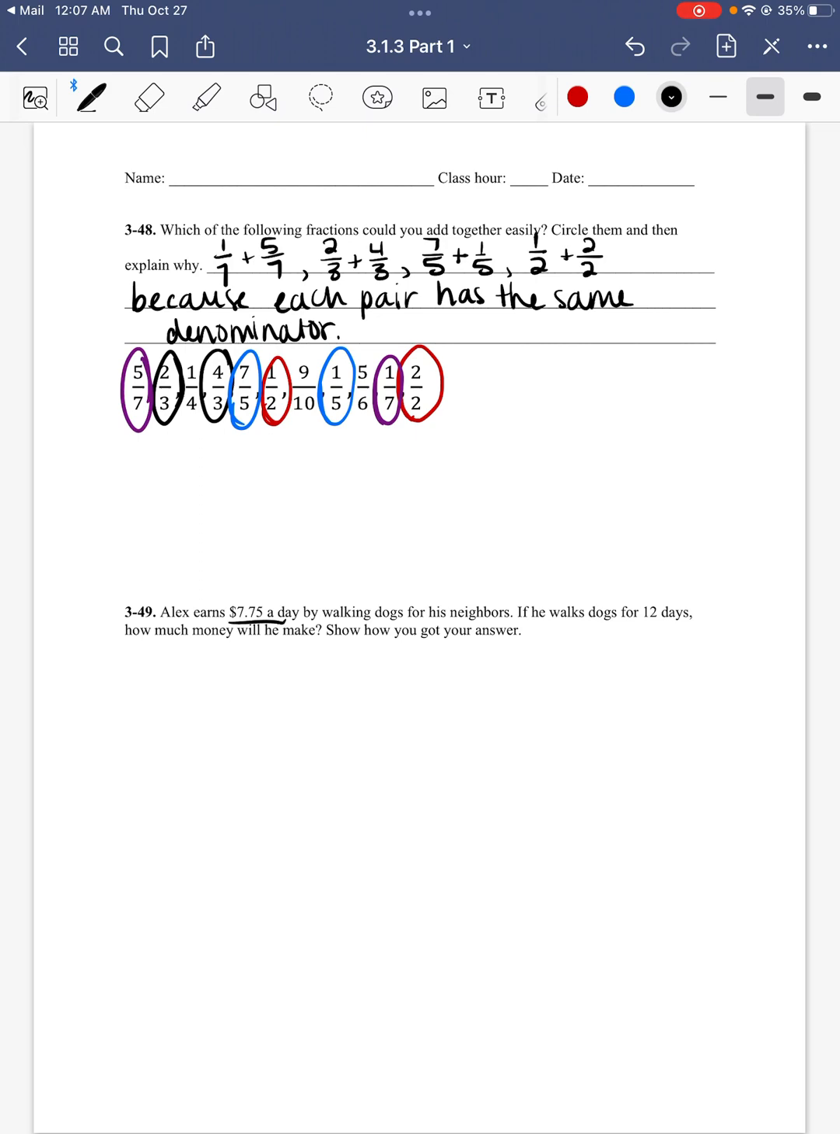Okay, problem 49. Alex earns $7.75 a day by walking dogs for his neighbors. If he walks the dogs for 12 days, how much money will he make? Show how you got your answer. I'm going to do this 2 ways. The first way, I can take $7.75 and add it 12 times. And I'm actually going to add it 6 times and then add that twice.